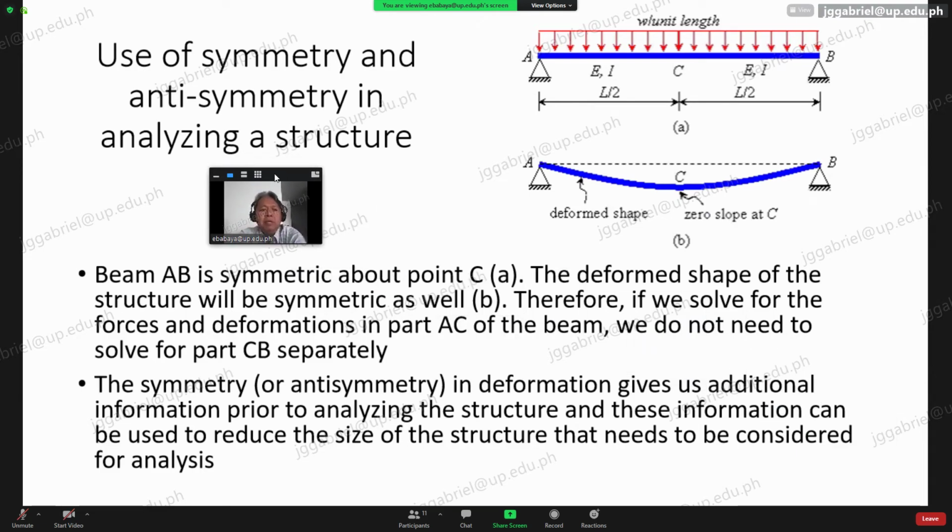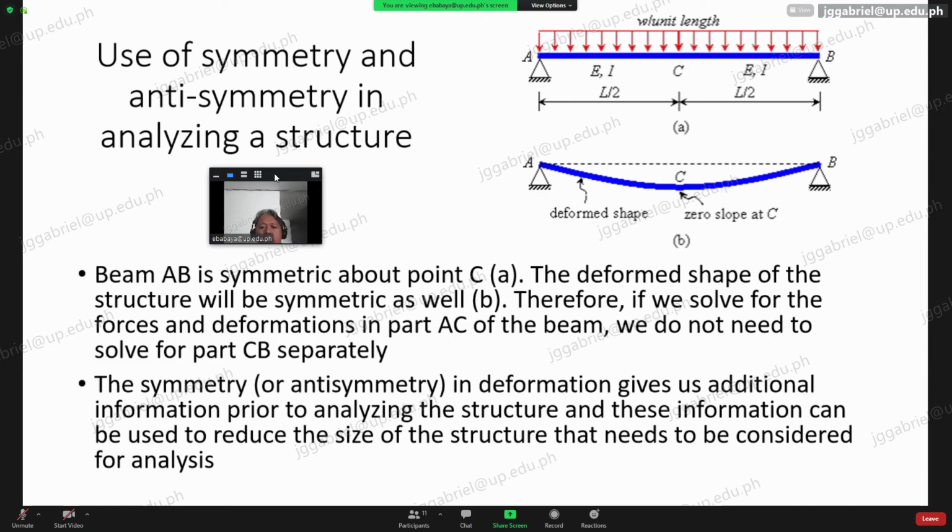So the use of symmetry and antisymmetry in analyzing a structure. Beam AB is symmetric about point C. The deformed shape of the structure will be symmetric as well. Okay, like what we observed in the previous slide. Therefore, if we solve for the forces and deformations in part AC of the beam, we don't need to solve for part CB separately. Okay, the symmetry in deformation gives us additional information prior to analyzing the structure, and this information can be used to reduce the size of the structure that needs to be considered for analysis.